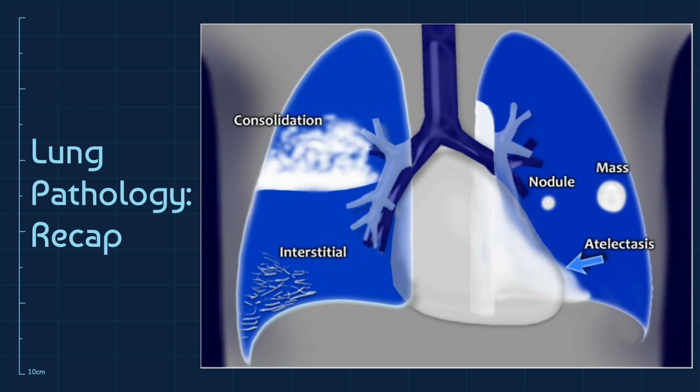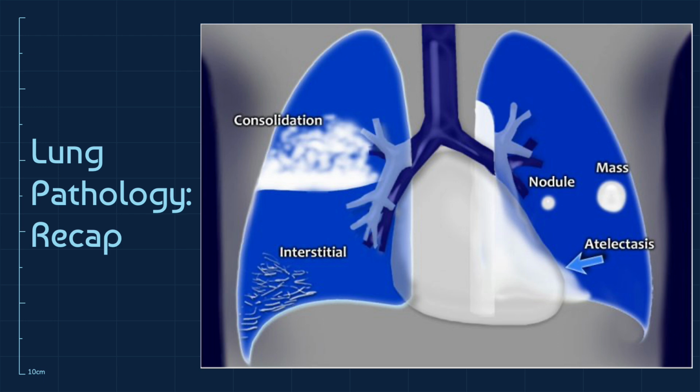Because as we know, fluids such as blood or pus will have a similar density to one another, and you can't really determine that on an X-ray. Moving on to interstitial findings, which is involvement of the supporting tissue of the lung parenchyma, which will result in fine or coarse reticular opacities or small nodules.